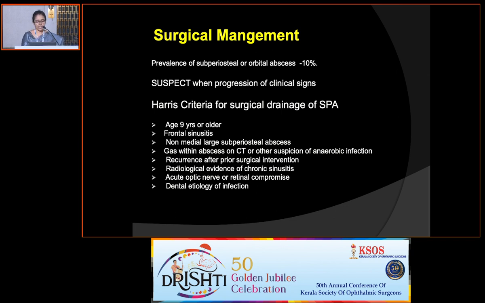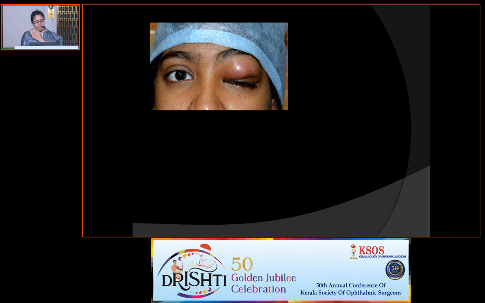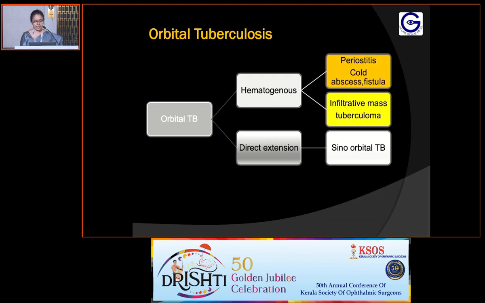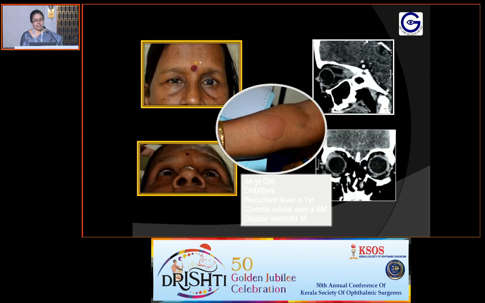These are the high-risk criteria for surgical drainage of subperiosteal abscess: age 9 years or older, associated frontal sinusitis, non-medial large subperiosteal abscess, gas within the abscess on CT scan, recurrence after prior surgical intervention, radiological evidence of chronic sinusitis, acute optic nerve or retinal compromise, dental etiology of infection. So this is a case of orbital abscess which we have drained. Coming to the chronic infections, TB, rarely we come across, but still you can get it, but the presentation is always different. She just presented with a lid edema.